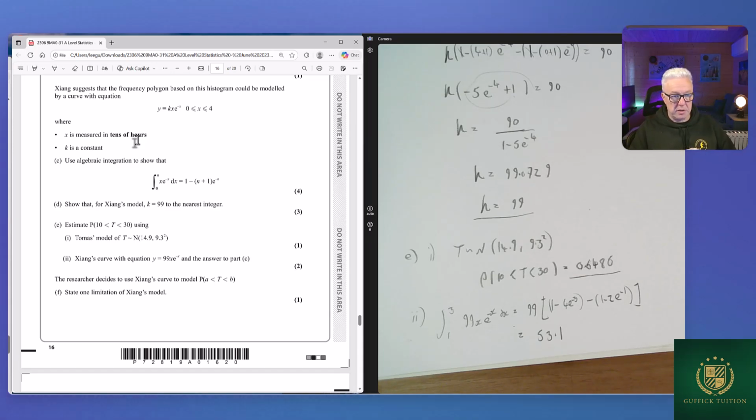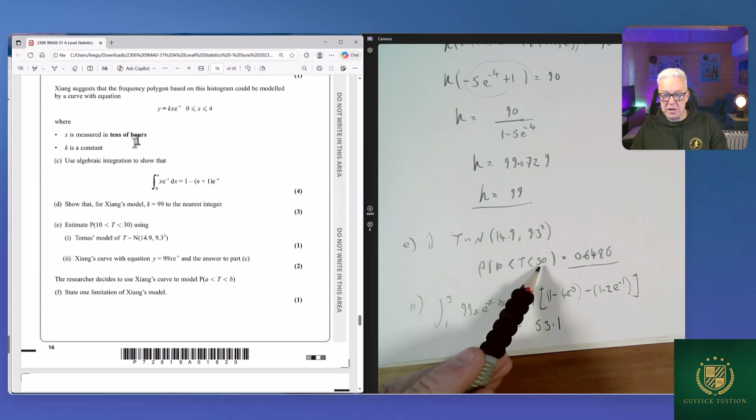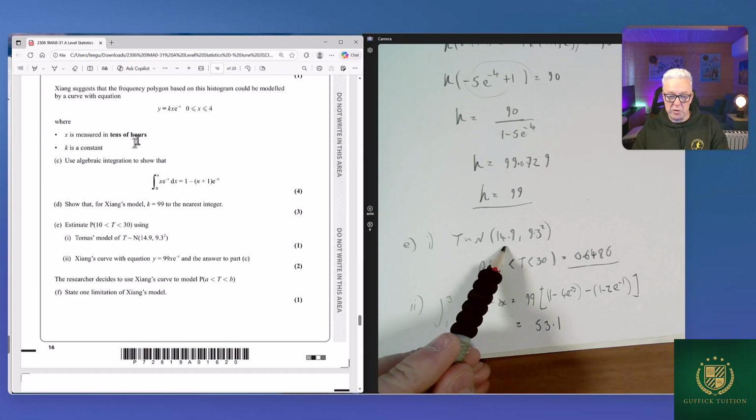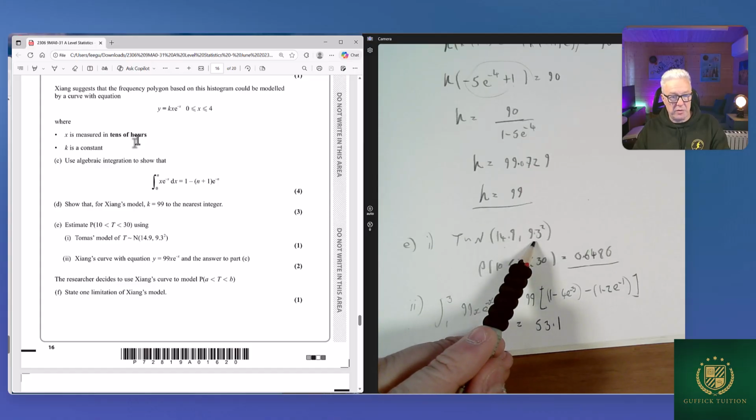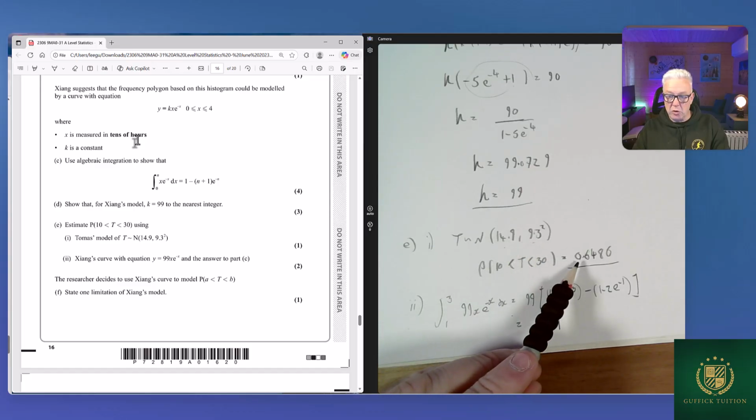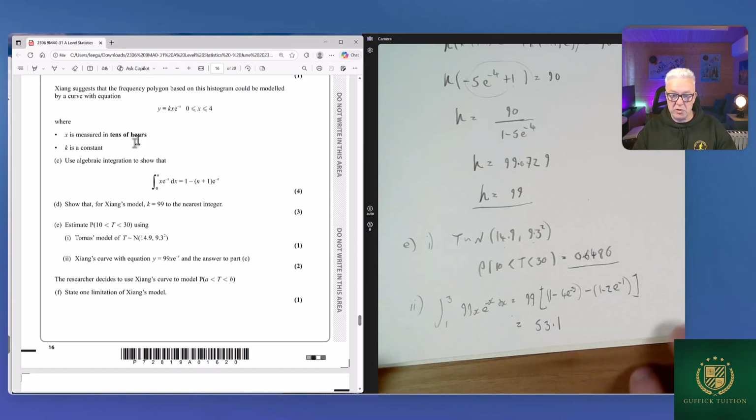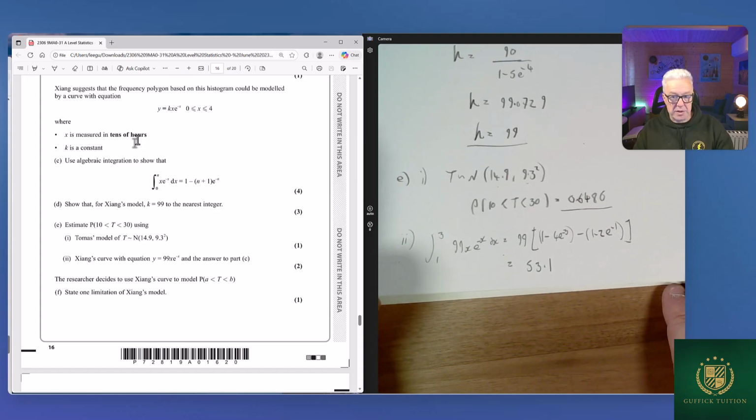So far, so good. Now, part E. Estimate the probability that the time is between 10 and 30 using Thomas's model, okay, of that normal distribution. So all we've got to do there is just put that into our calculator in the normal way, in between the range of 10 and 30, with a mean of 14.9 and a standard deviation of 9.3, and you get 0.6486 as your answer.